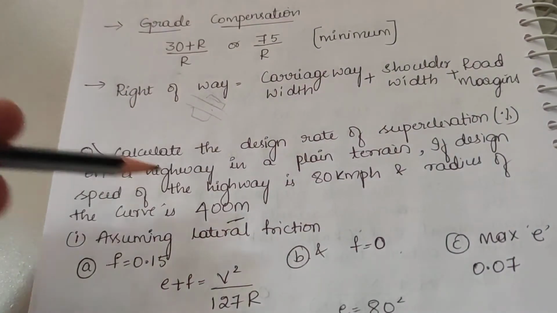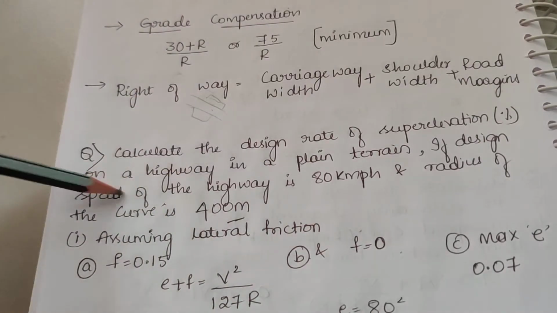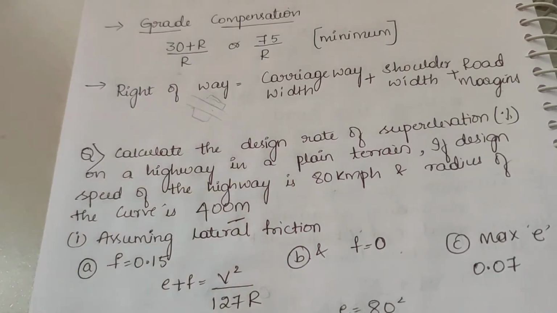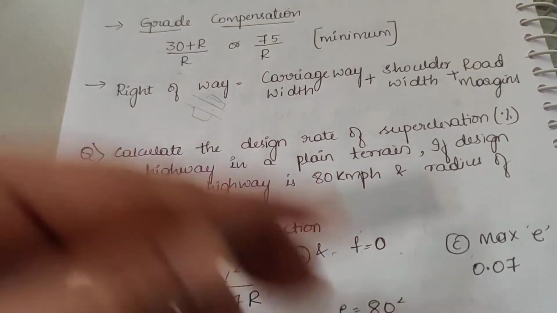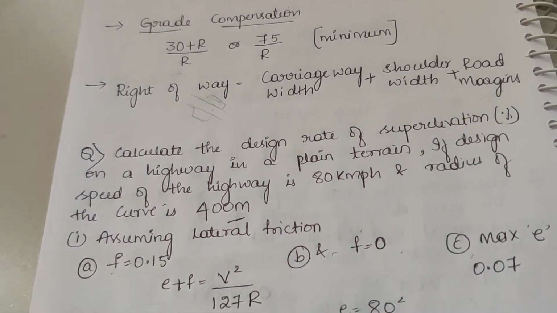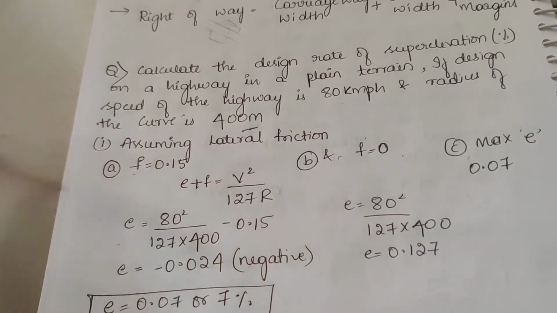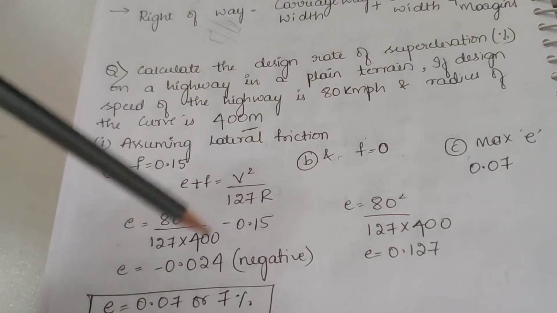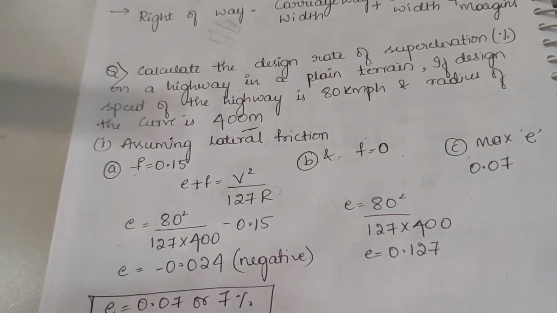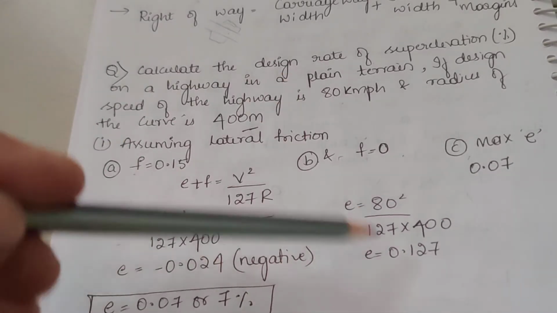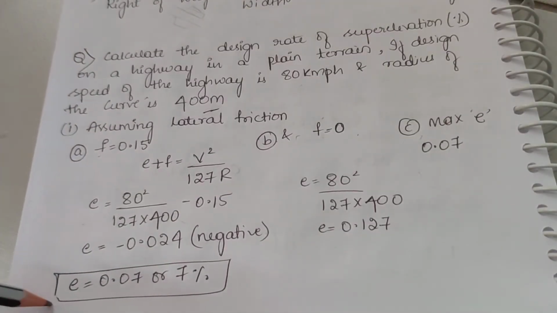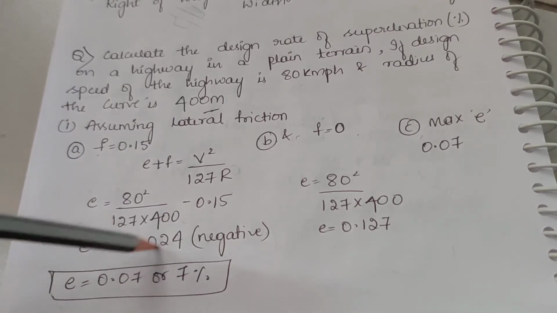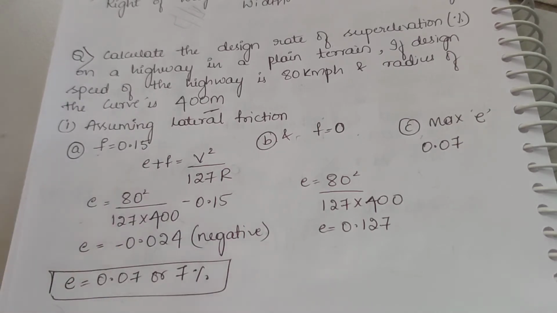Next, calculate the design rate of super elevation on a highway in plain terrain, if the design speed of the highway is 80 km per hour and the radius of the curve is 400. So we use this to calculate the super elevation. There are 3 conditions. One is I have assumed f is equal to 0.15, another f is equal to 0, and the maximum e is taken as 0.07. Substituting, 80 square is V square, 127 R, and f I have taken as 0.15. It is negative, so negative cannot be the answer. And if f is taken as 0, the same formula applies, e is equal to 0.127, and e is equal to 0.07. So which is the minimum value? Among these 3, the minimum value is 0.07 or 7%.